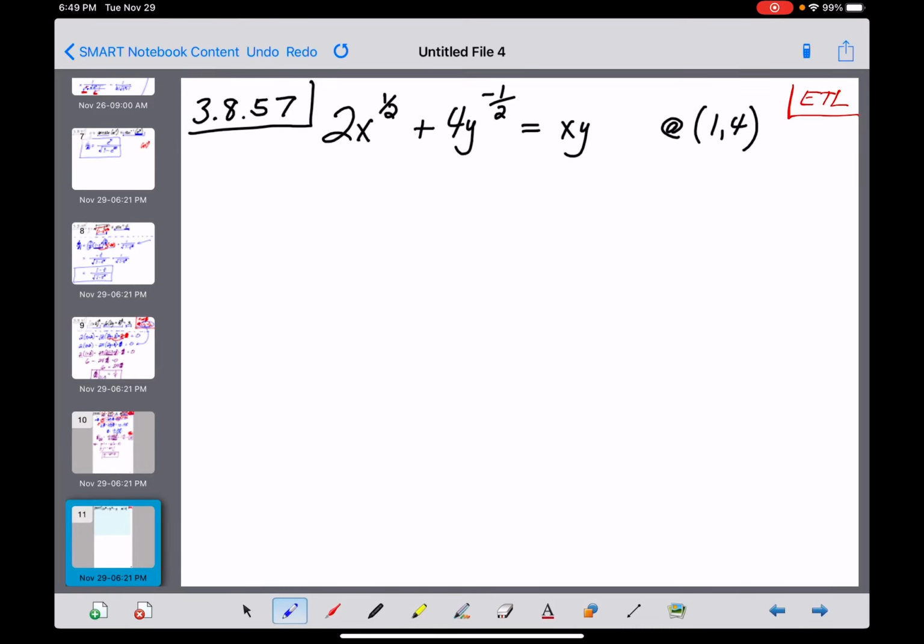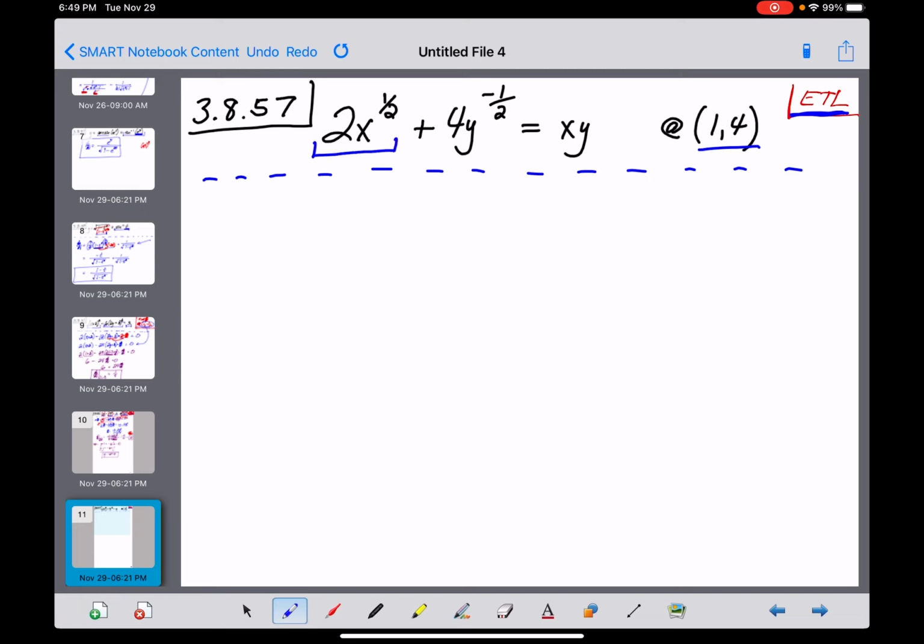Problem 57 is asking us to come up with the equation of the entire tangent line to this particular curve, or this equation, at the ordered pair (1, 4). So first things first, we've got to find our derivative. And since y is not explicitly defined, we've got to do some implicit differentiation.